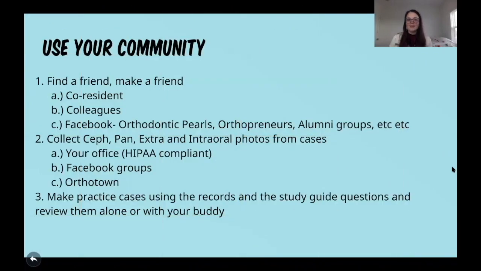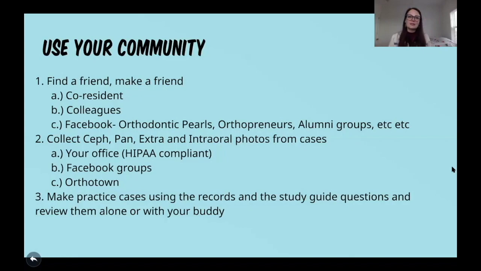Use your community. As Neil Kravitz says, we're colleagues, not competitors. Remember that. And if you're trying to make a friend to practice for this exam, we're all connected through the Facebook groups now. There's a lot of them: Orthodontic Pearls, Orthopreneurs, alumni groups based on your local area. Reach out. It's likely somebody else is trying to figure out how to study for this too, and you guys can help each other succeed. I had a study buddy from my co-resident group, or as I call it, my family, and her and I were study buddies, and we both passed.